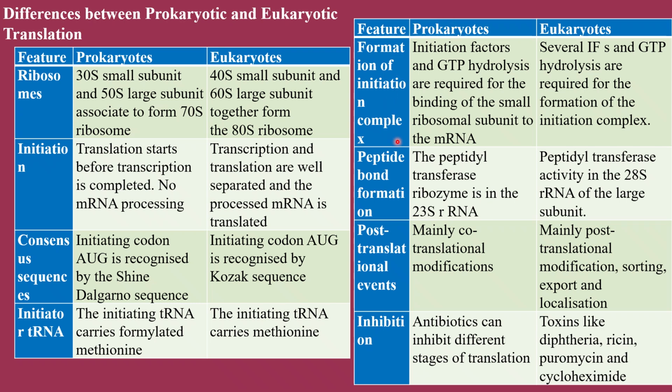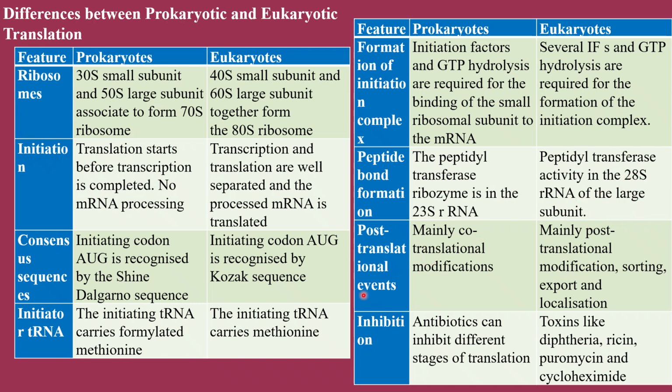Then formation of the initiation complex. In prokaryotes, initiation factors and GTP hydrolysis are required for the binding of the small ribosomal subunit to messenger RNA. Then in eukaryotes, several initiation factors and GTP hydrolysis are required for the formation of the initiation complex. Then peptide bond formation. In the prokaryotes, the peptidyl transferase ribozyme is in the 23S ribosomal RNA, while the peptidyl transferase activity lies in the 28S ribosomal RNA of the large subunit.